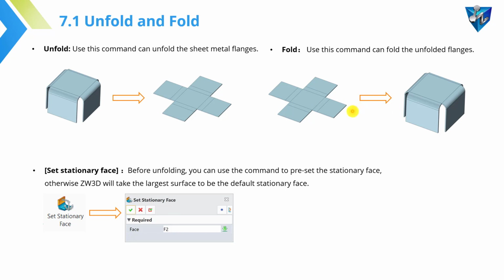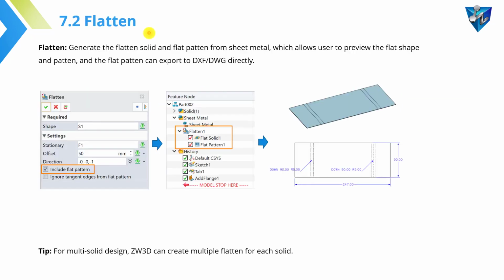And before going to unfold, you can use the set stationary face command to preset the stationary face. Otherwise, ZW3D will take the largest planar surface to be the default stationary face. And the next one is flatten. It can generate the flattened solid and the flattened pattern from the sheet metal, which allows users to preview the flattened shape and also the pattern. And for the flat pattern, it can export to DXF or DWG directly without going to the 2D drawing environment.